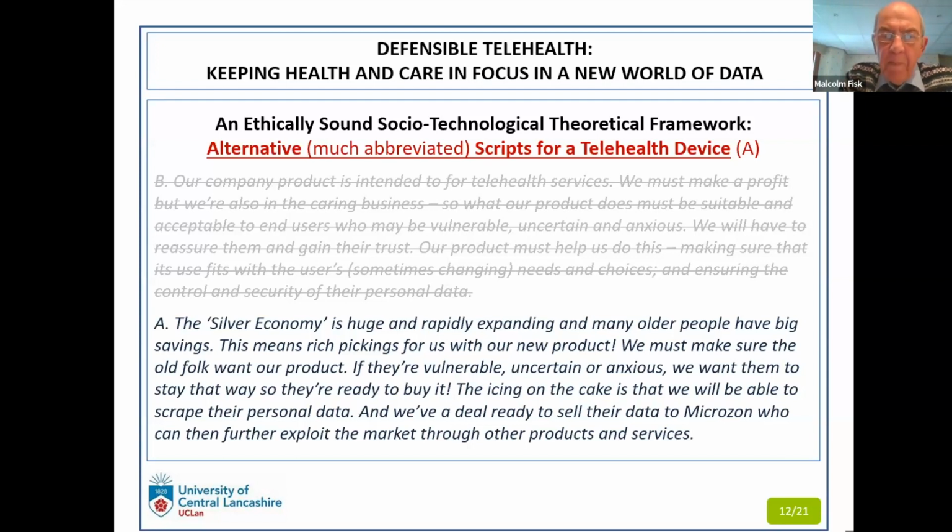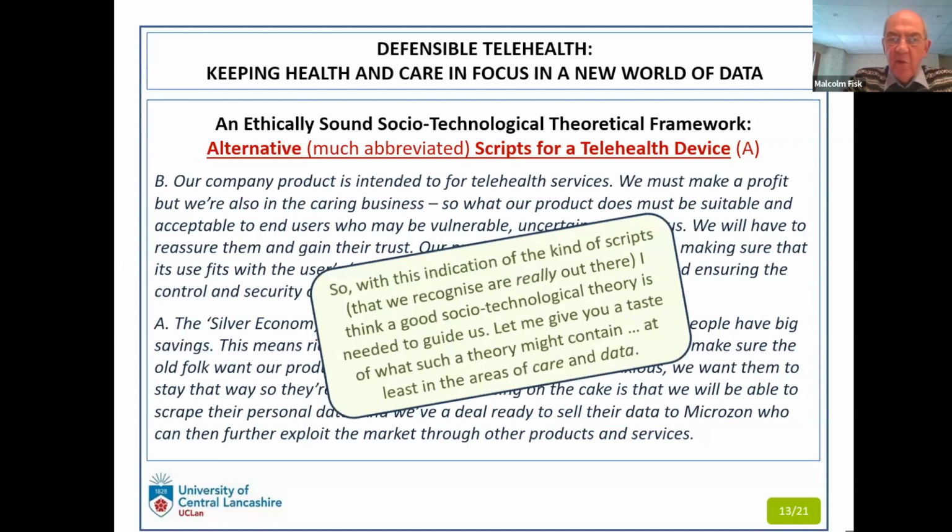Next slide, please. Obviously, that points to the kinds of scripts that we recognize are really out there. I mean, amongst Anne's mention of 400 and something different companies, industry partners in Australia, some of them will subscribe to each of those approaches, perhaps most of them somewhere in between. And they really are there. But I think a good socio-technological theory is needed to guide us. Let me give you an idea of what such a theory might contain, at least in the areas of care and data, which is the focus of my presentation. Next slide, please.